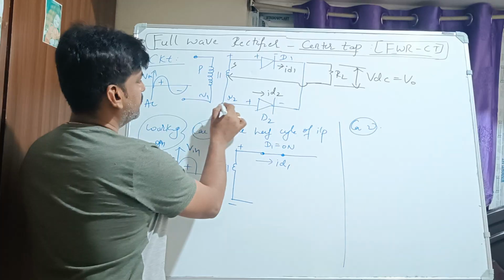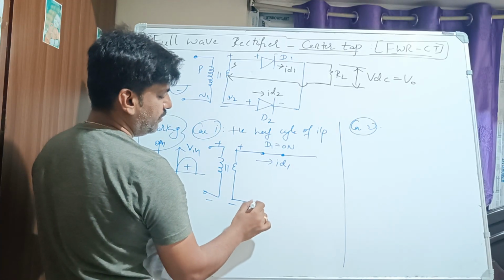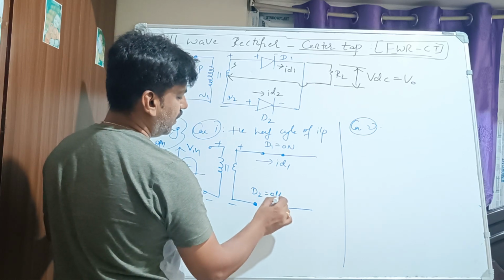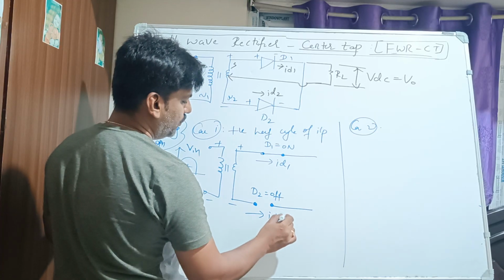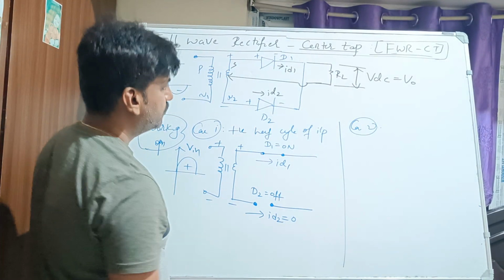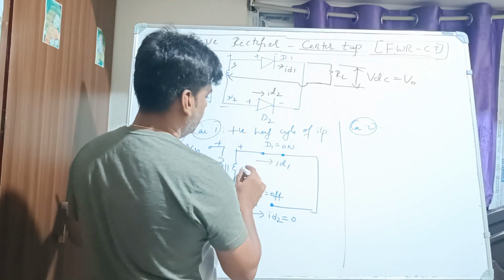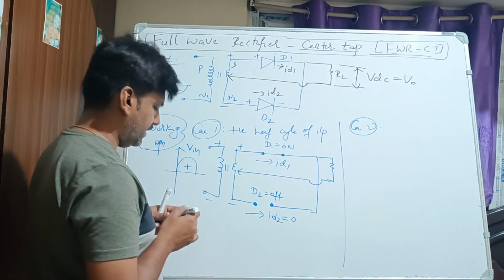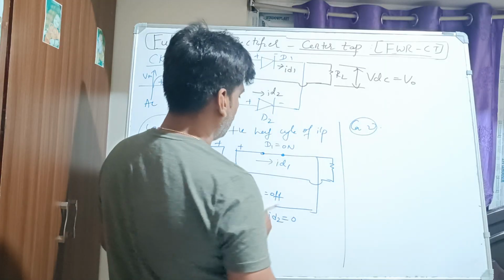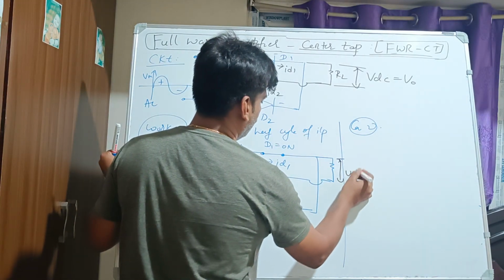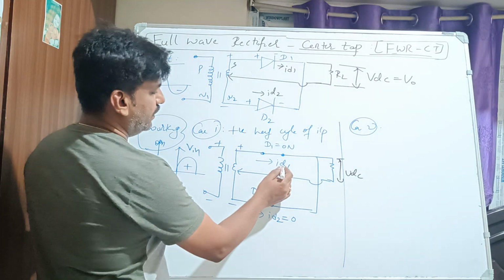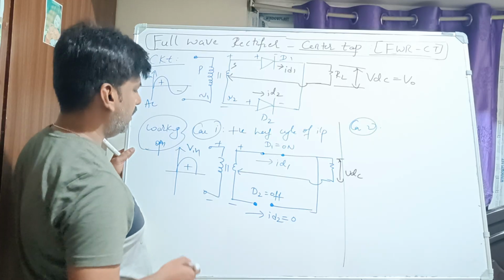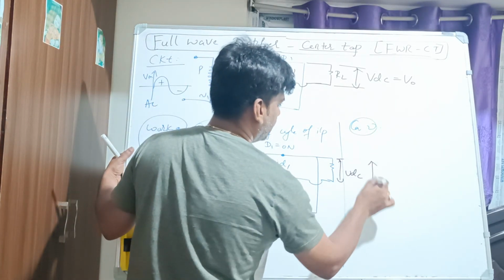Then what is going to happen here? It becomes minus, and here it is plus. This is reverse biasing. Reverse biasing means an open circuit. Open circuit means diode D2 is off, through which the current ID2 will not pass, and that value is 0. Here I should measure the load resistance RL, which is at the center tap. How should we draw VDC? Diode D1 is on and diode D2 is off, and we get VDC as like this.